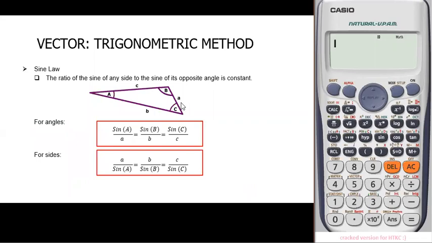Next, we have the sine law. That is, the ratio of the sine of any angle to its opposite side is constant. Meaning, guys, angle A, that is sine A, its opposite is side A, so that is sine A over A. Then angle B, its opposite is side B, so that is sine B over B. And for angle C, its opposite is side C, so that is sine C over C. Okay?